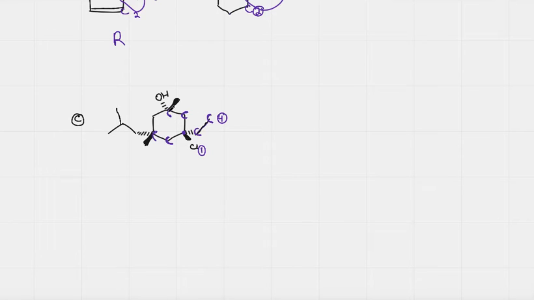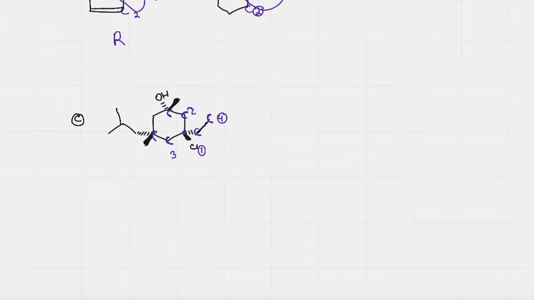This carbon is attached to an oxygen. This carbon is attached to other carbons. Oxygen has a bigger atomic number than the carbon, so going this way will win over going this way. The top will win. So this will be 2 and this will be 3.